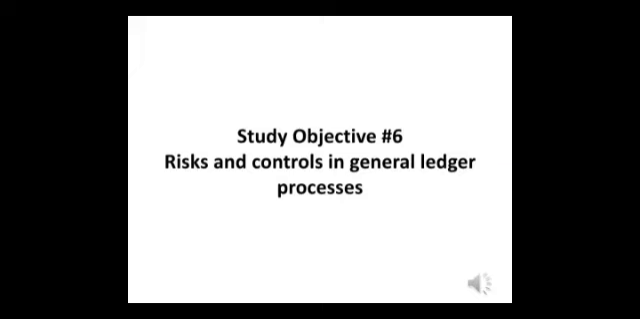Study objective number 6, risk and control in general ledger processes. Risk and control is the set of methods by which firms evaluate potential losses and take action to reduce or eliminate such threats. Risk control does help companies limit lost assets and income. Risk control is also a key component of companies' enterprise risk management protocol.